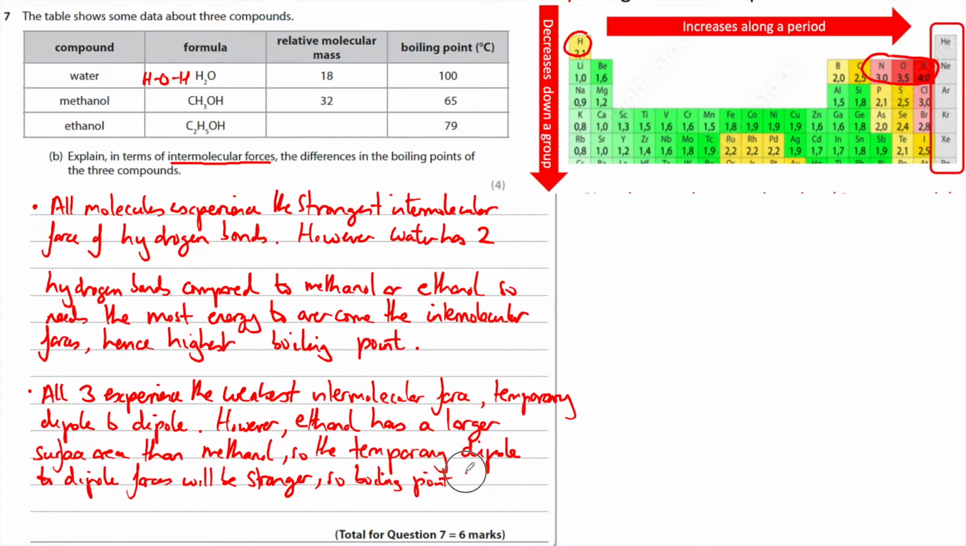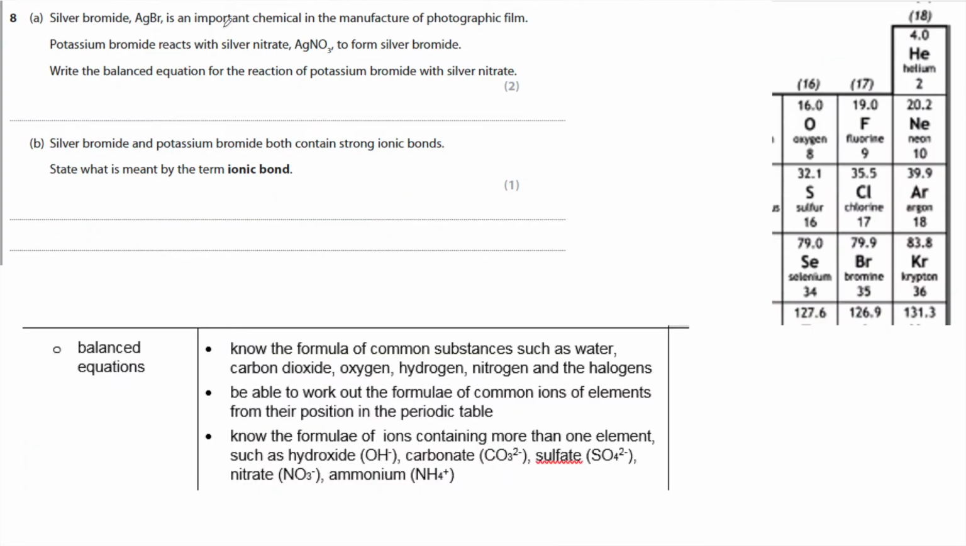Silver bromide is an important chemical in the manufacture of photographic film. Potassium bromide reacts with silver nitrate to form silver bromide. Write the balanced equation for the reaction of potassium bromide with silver nitrate.